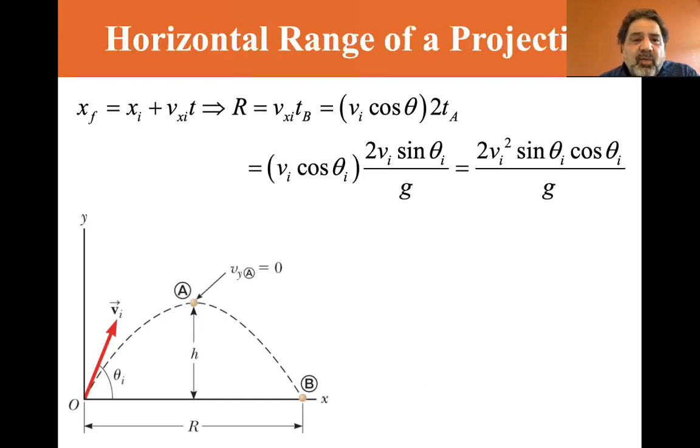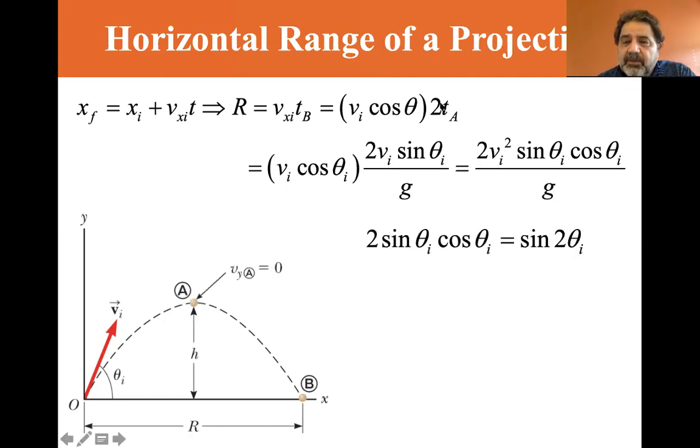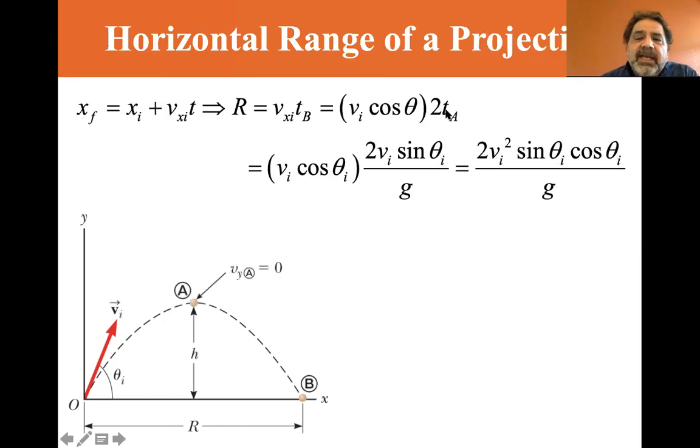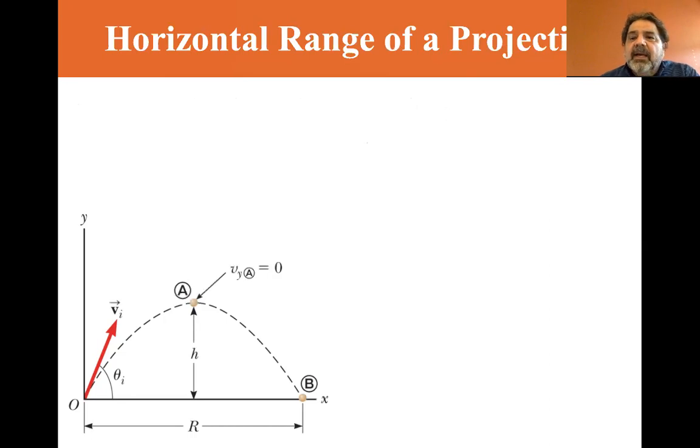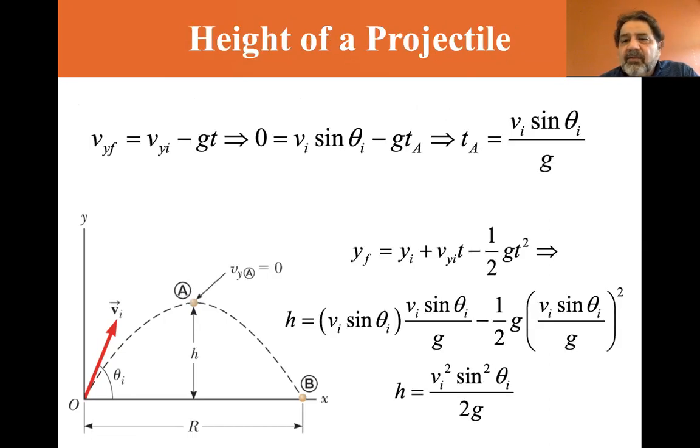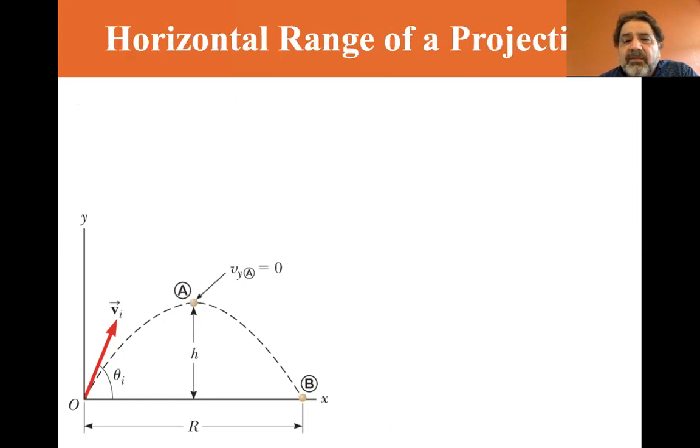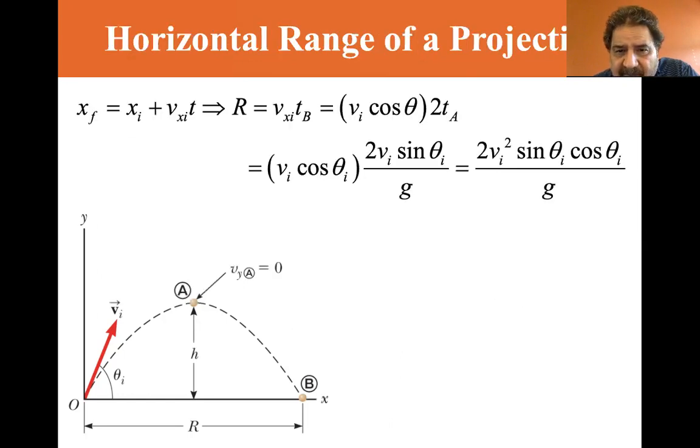Now for the horizontal range, we're going to do the same thing. We're still going to use the TA, you can see it here on the end. This TA is the same TA that we got back here, Vi sine theta over g. You can see that this TA here is this Vi sine theta over g.